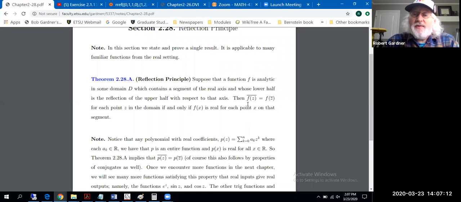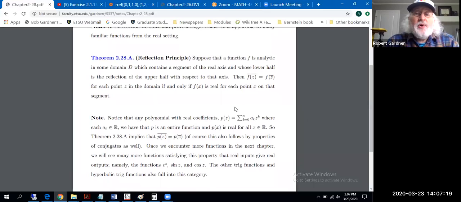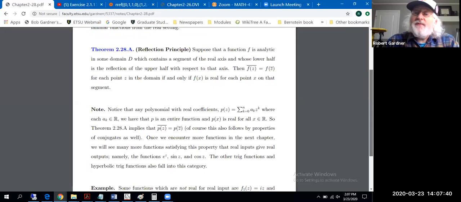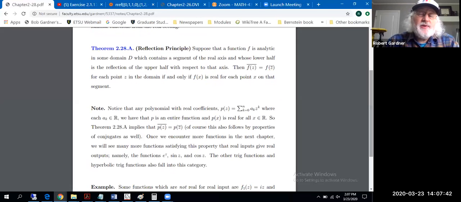So the claim is we get this type of symmetry, this type of equality to hold, if and only if inputting real values outputs real values. That is, if f of x is real for any point x on that segment of the real axis mentioned above. So the details on the domain and its symmetry are probably fairly easily satisfied for what we'll consider. So as long as we're talking about functions that have real inputs that produce real outputs, then we've got the reflection principle going for us.